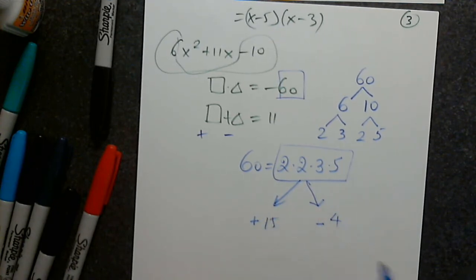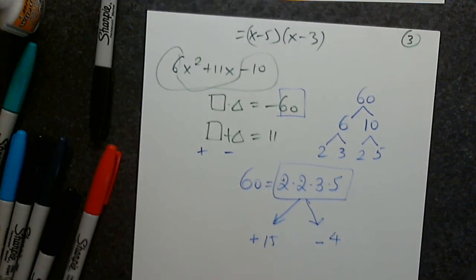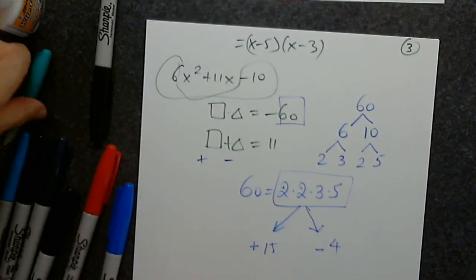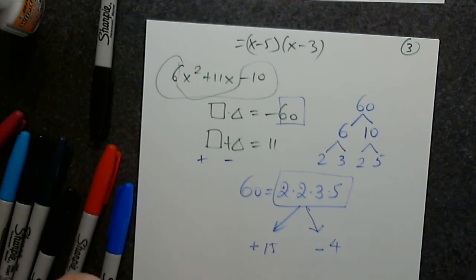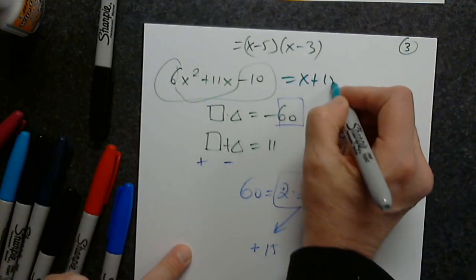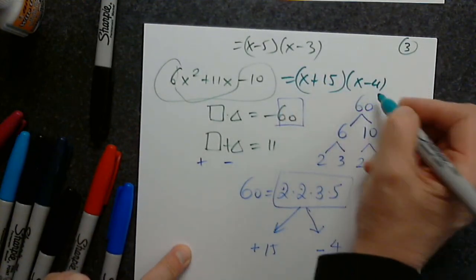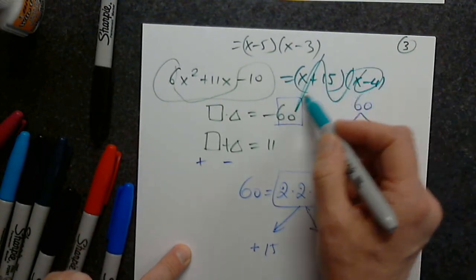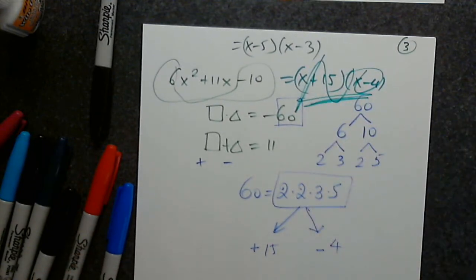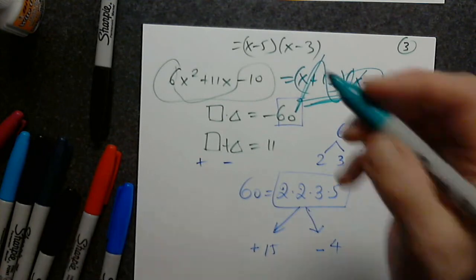Exactly. Now, you can no longer go back to the problem and say, oh, this is easy. It's x plus 15 and x minus 4. No, this doesn't work because the leading coefficient is not 1. It would have worked with the leading coefficient 1, but not now. So you cannot do that. Well, what can I do? Well, here's what I recommend.